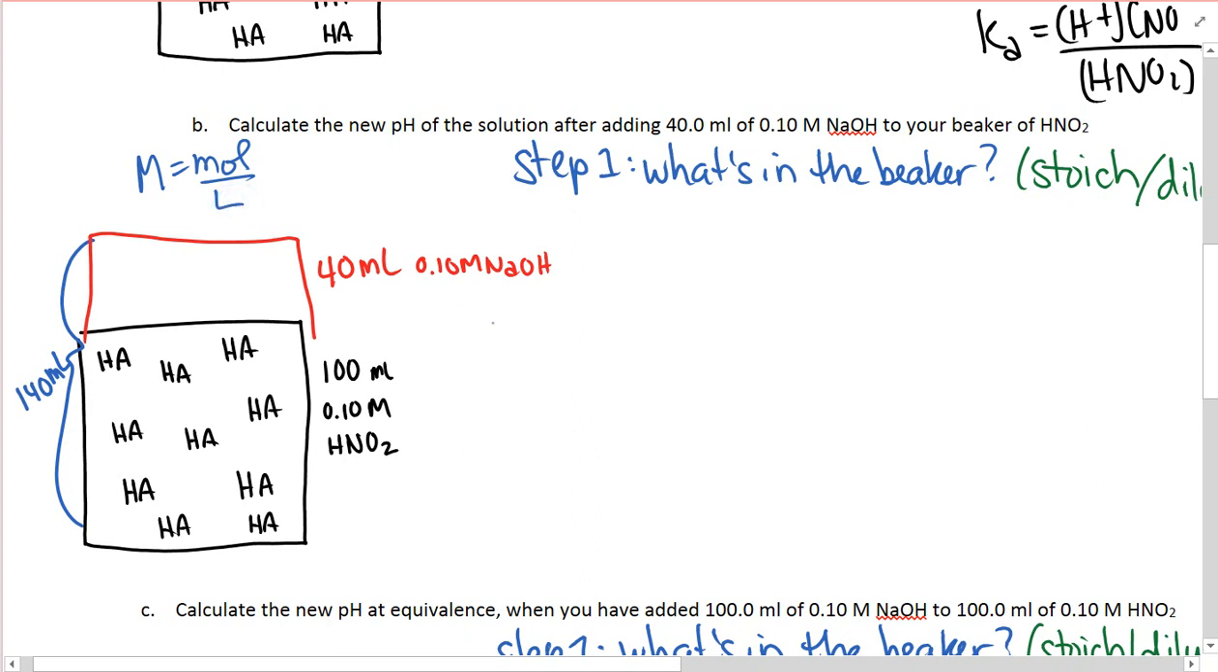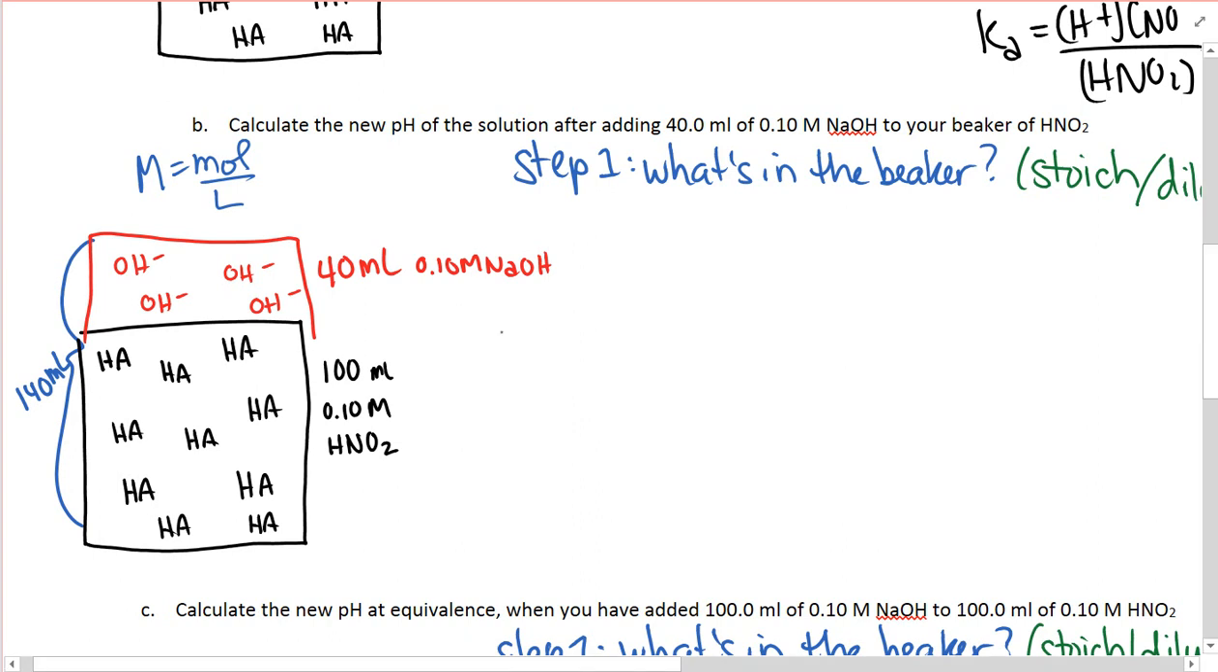And, okay, what's in my beaker? I've added some hydroxides. I'm going to ignore the sodiums for right now because they are spectators, but we should recognize they're there in the solution. These hydroxides, when you put them in here with the HA, they're not going to hang out there by themselves. They are going to want to react.